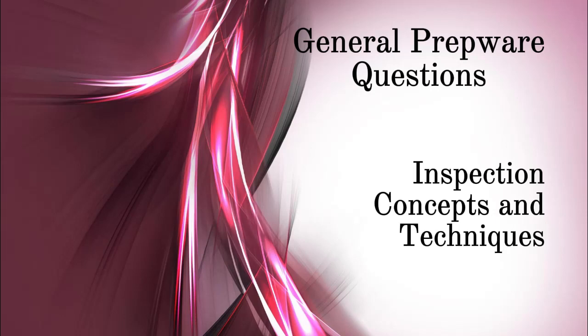An aircraft owner was provided a list of discrepancies on an aircraft that was not approved for return to service after an annual inspection. Which of the following statements is or are true concerning who may correct the discrepancies? Number 1, only a mechanic with an inspection authorization. Number 2, an appropriately rated mechanic. And number 3, any certified repair station. Answer 2, an appropriately rated mechanic.